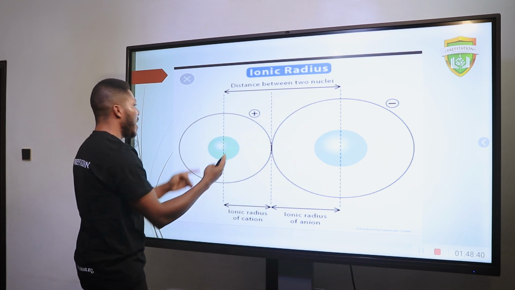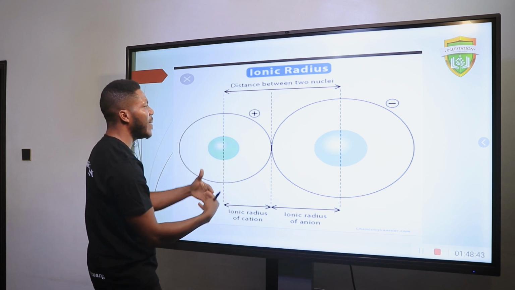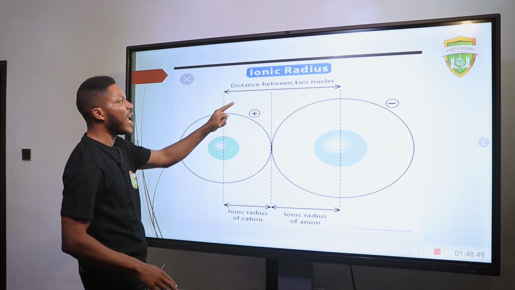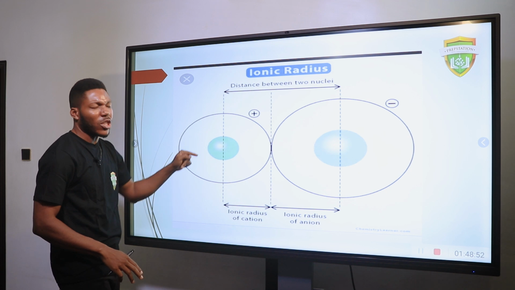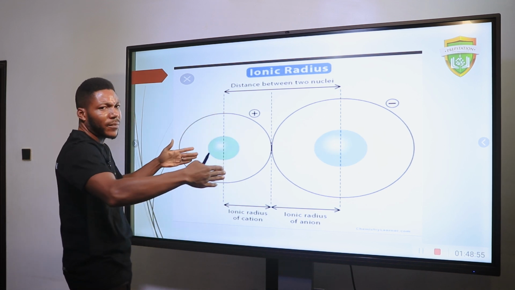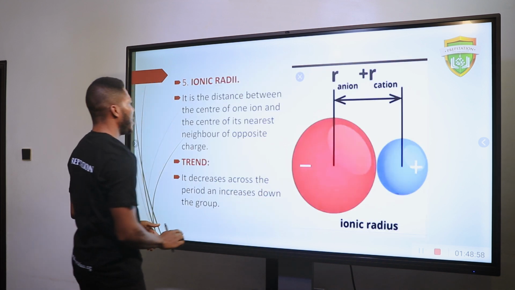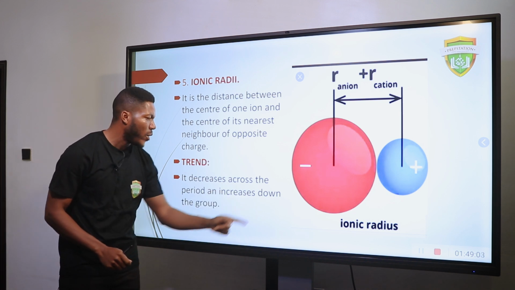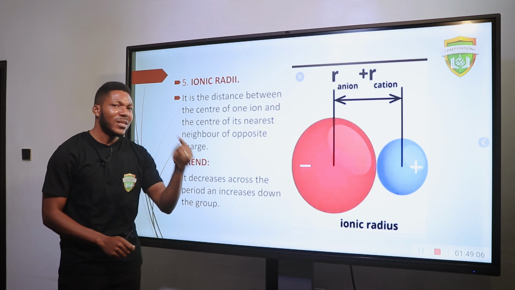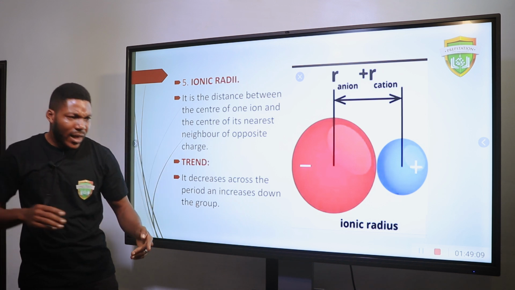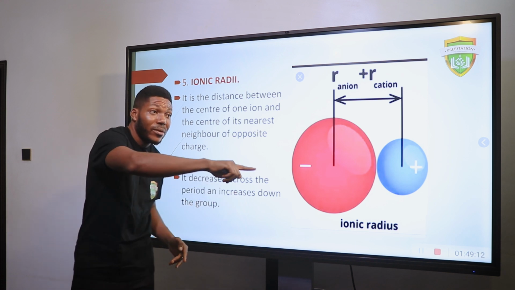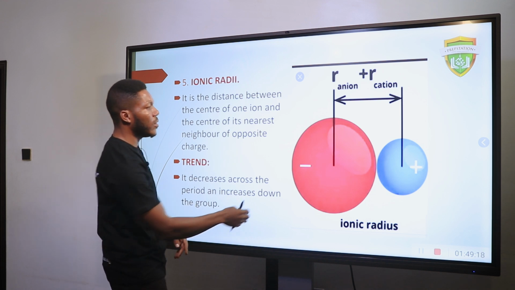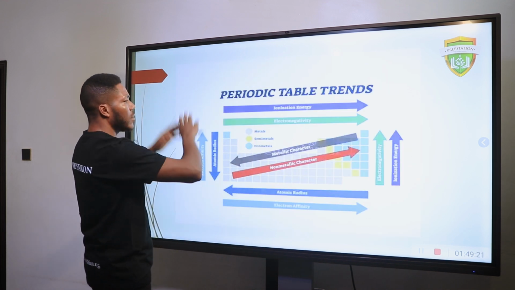So the attraction between individual atoms, the attractive forces between the neighboring atoms in a bond, is called the ionic radius, unlike atomic radii, which involve only two bonded atoms. Their trend is the same as atomic radii. It increases across the period and decreases down the group. Same reason: electrons are added in the same shell across the period, but down the group, electrons are added in different shells, so the size keeps on increasing. All right, so this is a summary of the periodic table.